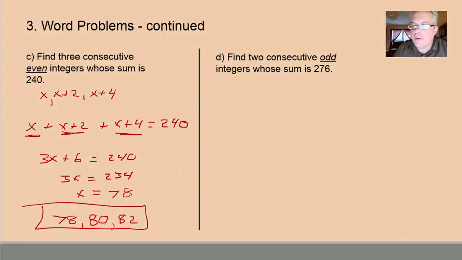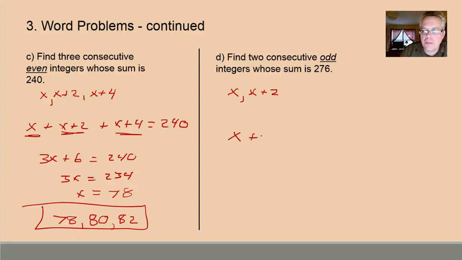All right, let's keep it rolling. Two consecutive odd integers whose sum is 276. First one is x. The next one is x plus 2. Okay, we skip one. So like 9 and 11. If 9 is the first number, 9 plus 2 would be the second number, 11. Okay, so I don't know what they are, so just x and x plus 2.